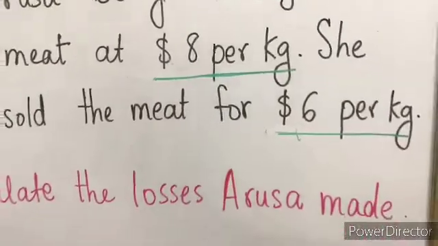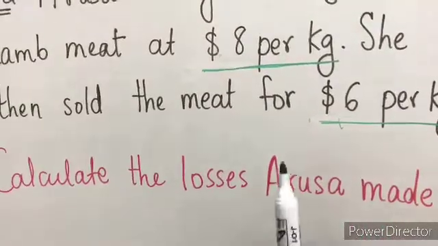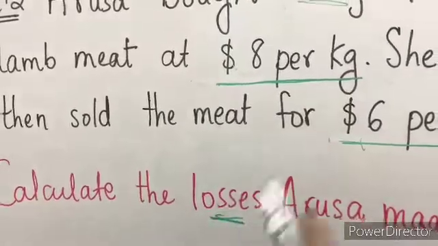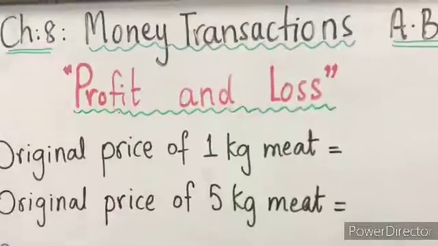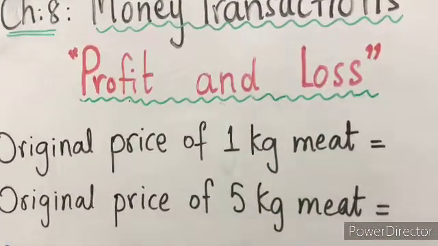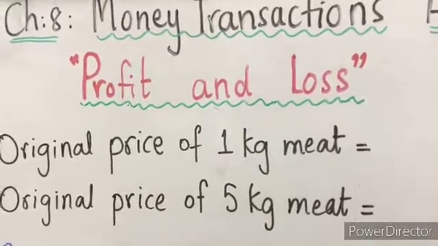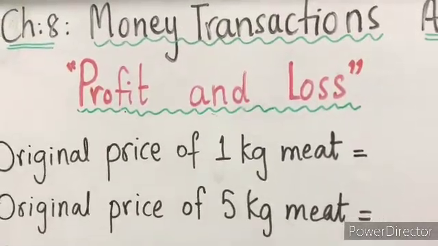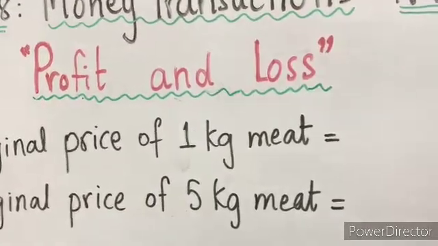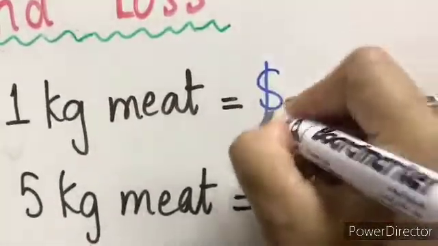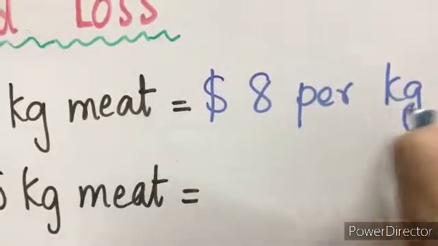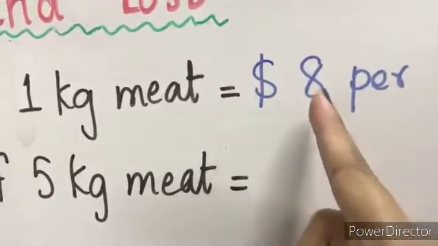See here, calculate the losses Arusa made. I told you it's a clear example of loss. So now let's see how. First of all you will write the original price of 1 kg meat. Remember what is the price of 1 kg meat? Yes, that is $8 per kg. Per kg means 1 kg costs $8.